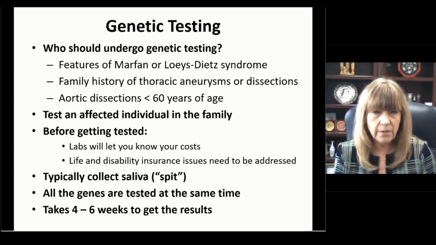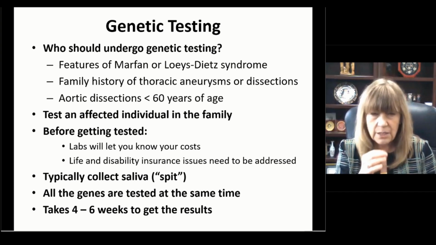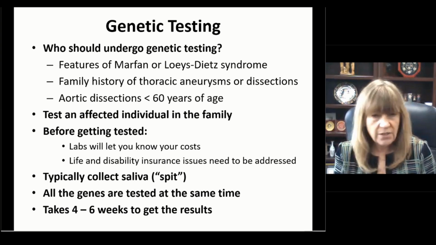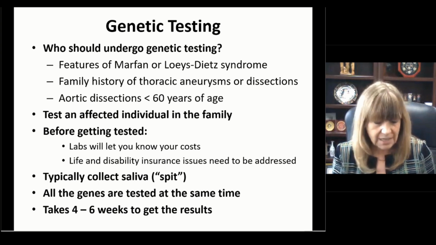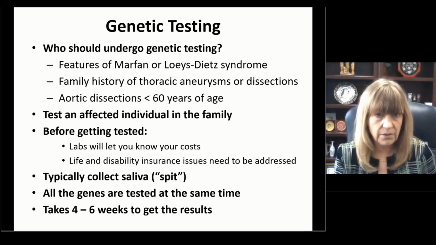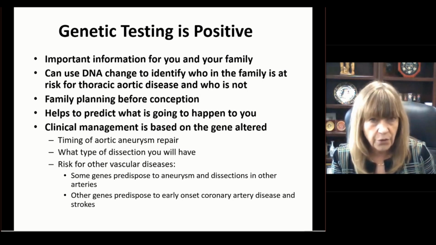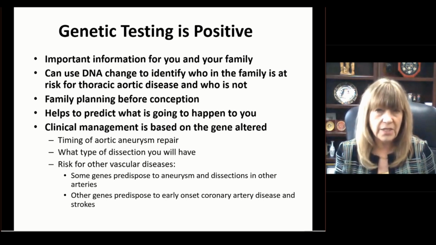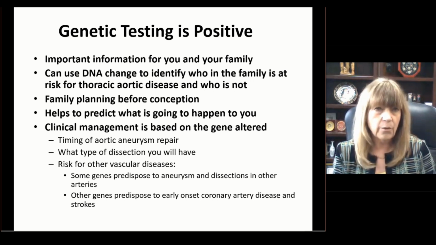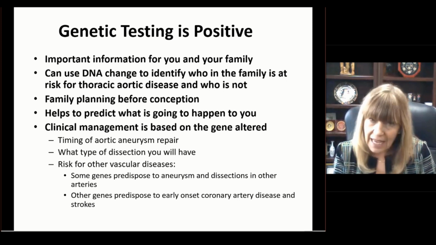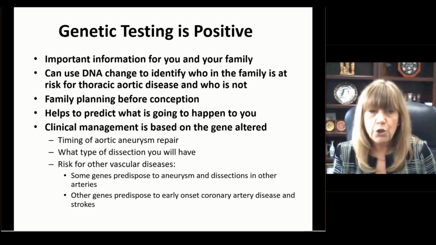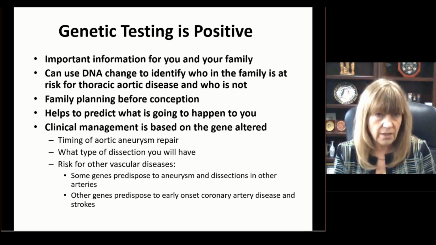For this testing, we typically collect saliva. We just have people spit into a tube, and all those genes on that list are tested at the same time. And it takes 4 to 6 weeks to get back the results. Now, if your genetic testing is positive, this becomes very important and powerful information for you and your family. You can use that change to identify who in the family is at risk for thoracic aortic disease and who is not at risk. You can use it for family planning, and this has to be done before conception if you don't want to pass on the variant to the next generation.